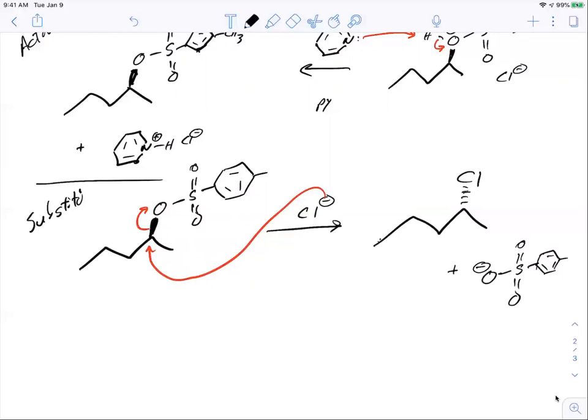Yes, ma'am. No, the sulfonate ester is more stable because I can delocalize that oxygen negative to the other oxygens. So I have 3 different resonance structures for that. I also, on the tosylate, can resonate that potentially into the ring.